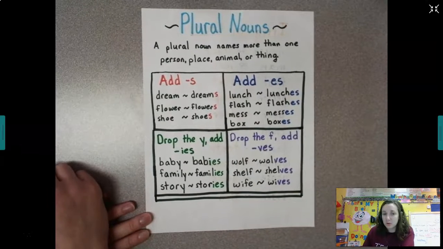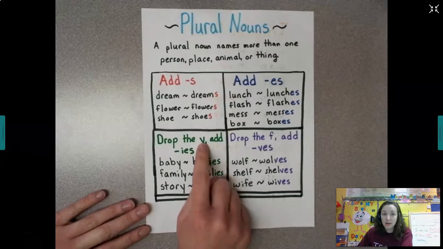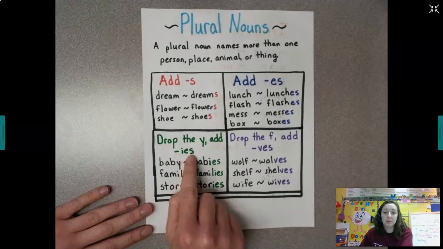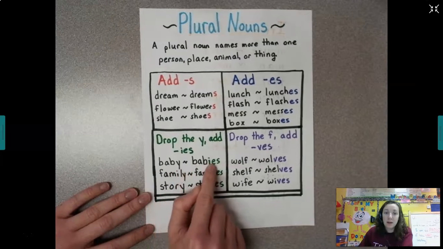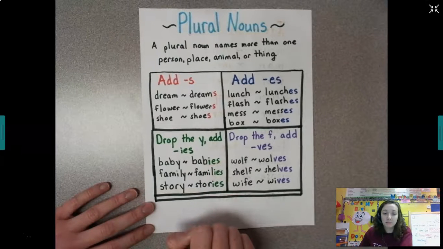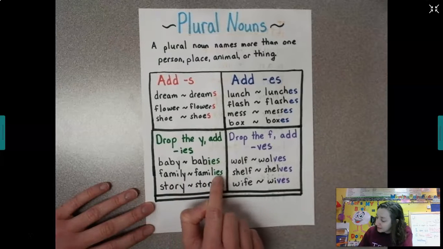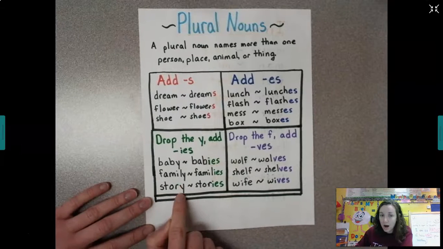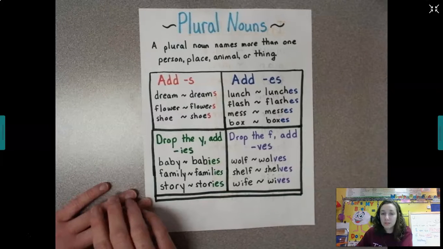Okay, another special rule is if it ends in a Y. If it ends in a Y, you have to drop the Y and add IES. Okay, so for example, if I have baby that ends in the Y, it's going to become babies, but as you can see, instead of the Y, it now has an I, and then it has an E and S. Okay, same with family. We dropped the Y to make families and added that IES. Okay, and lastly, same with story. It ends in that Y, so we drop it, and we add the IES, as you can see.